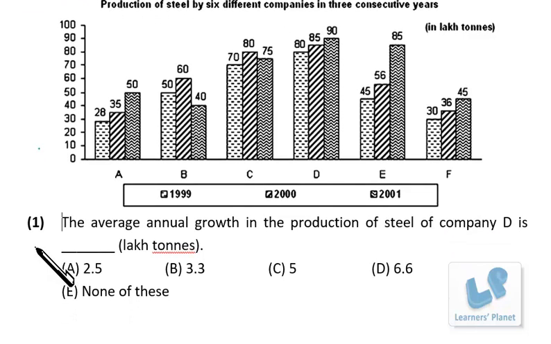The average annual growth in the production of steel company D is... So that's pretty simple. 80 to 85, that is also 5, and 85 to 90, that is also 5. So average growth is 5. Okay, so all the questions are done.